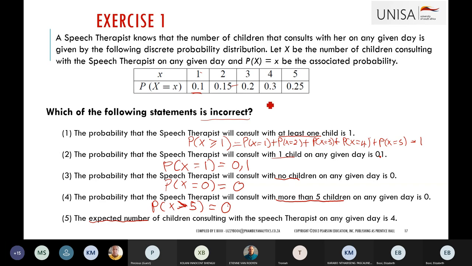Since they're asking about the expected value, we know that our expected value formula says it is the sum of your observation times its corresponding probability. Therefore, we're going to say 1 multiplied by 0.1 plus 2 multiplied by 0.15 plus 3 multiplied by 0.2 plus 4 multiplied by 0.3 plus 5 multiplied by 0.25. And then we're going to add all the values after we have calculated them.